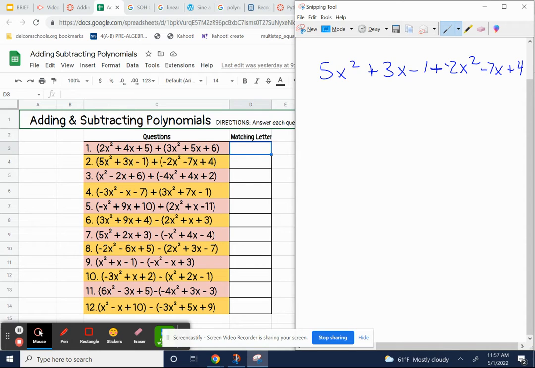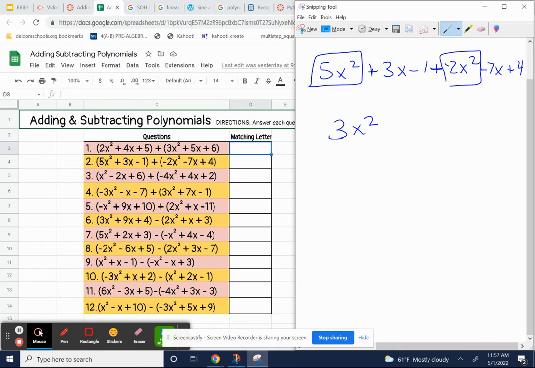Let's see, I'm just going to go with shapes. I'm going to look at my x squareds first. I'm going to combine my x squareds, add my x squareds together. That'd be 5x squared plus a negative 2x squared, so that's 3x squared.